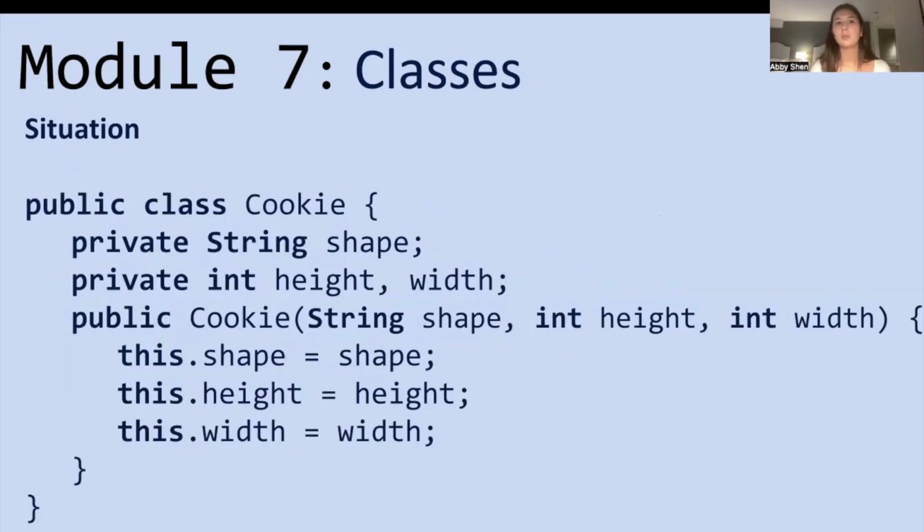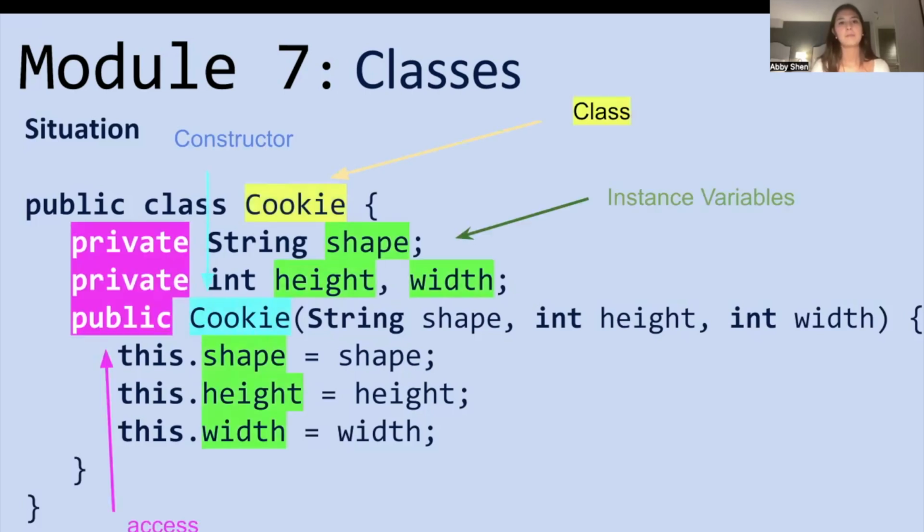So here's what our class of cookie might look like. We have the attributes mentioned: the private String shape, and private int height and width. And then we have the constructor method, public Cookie, and then we have our parameters that create this new instance of the Cookie class and set those initial variables within the cookie. So like I mentioned, here are the different aspects of the class, this time highlighted, so you can see each of the different parts.